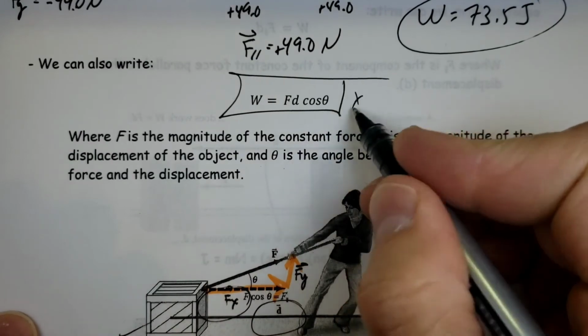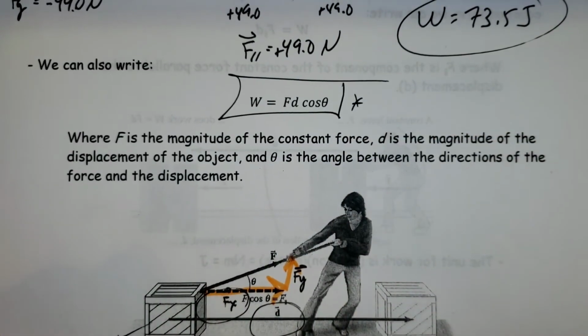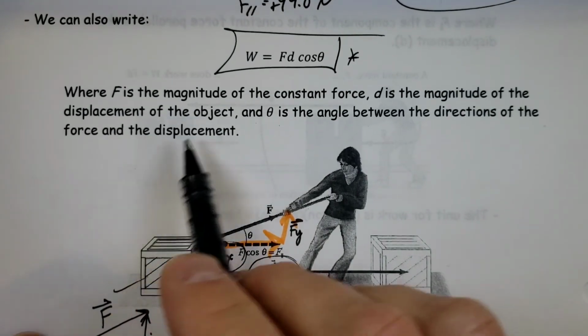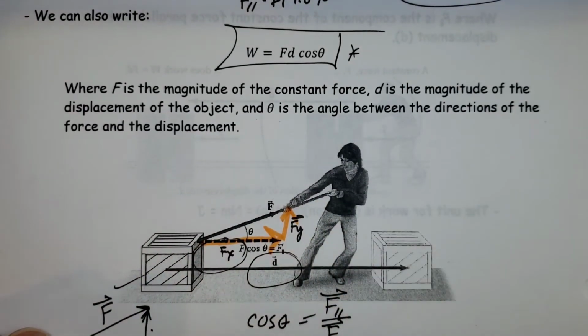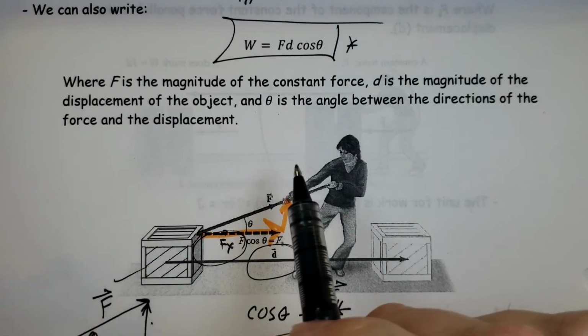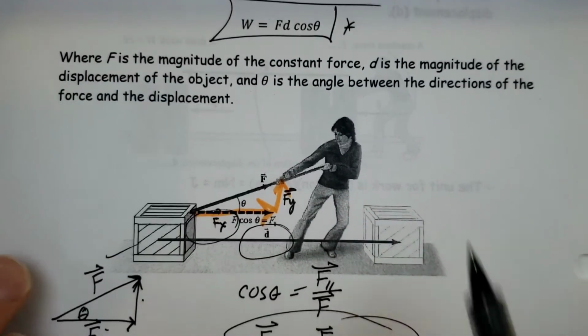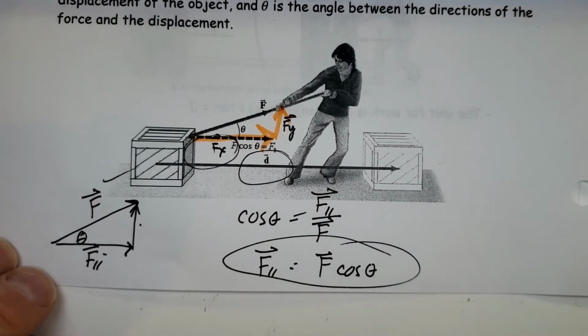So this equation works all the time, even when I'm not pulling at an angle, because the cos of 0 is 1. So F is the magnitude of the constant force, D is the magnitude of the displacement, and the angle there is the angle between the force and the horizontal movement of the object.